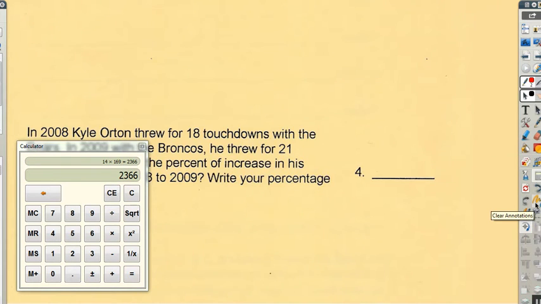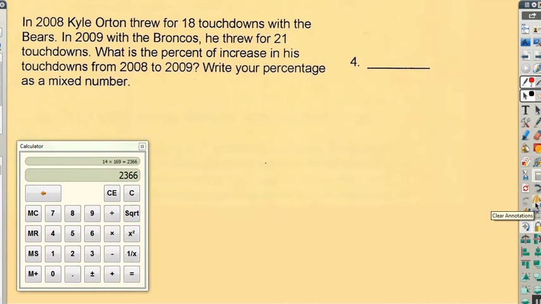That's what I got, just in decimal form. A lot of people had an answer in decimal form.